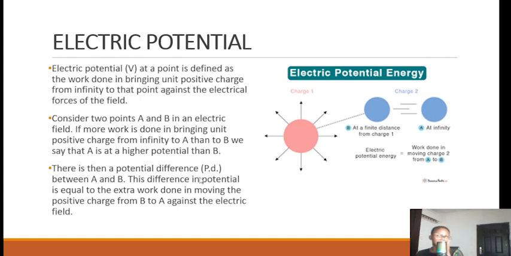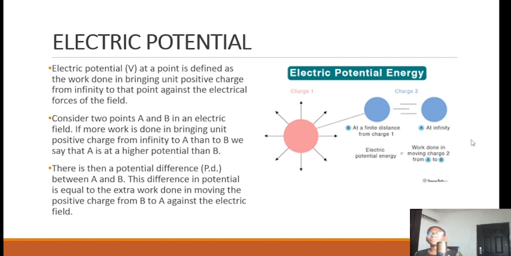Electric potential. Electric potential V at a point is defined as the work done. So potential difference is actually the work done. When you say potential, we're talking about the energy a body possesses by virtue of its position. So electric potential at a point is defined as the work done in bringing a unit positive charge from infinity to that point against the electric force of the field.